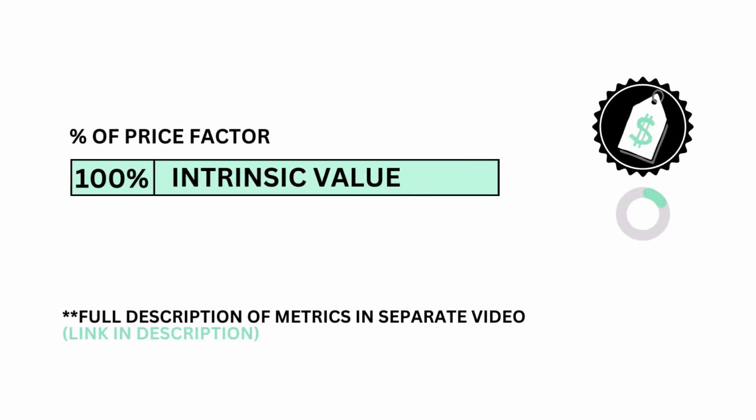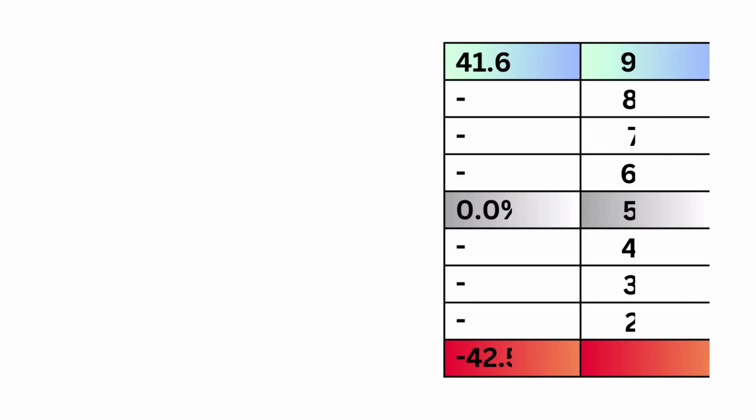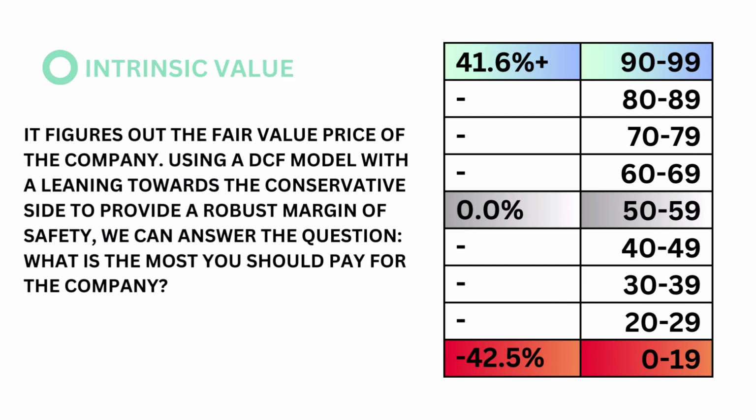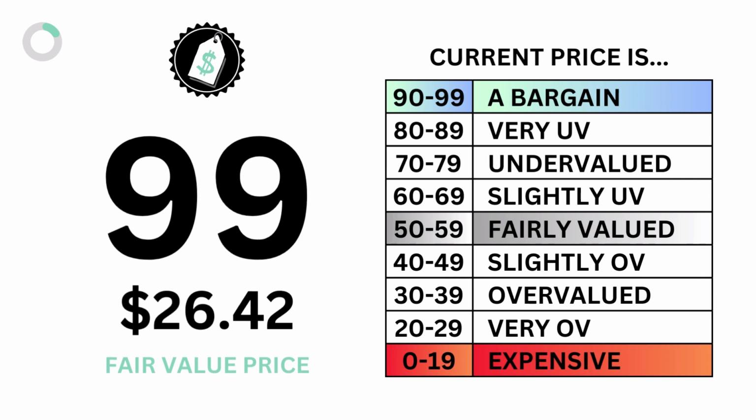The price factor consists of only one metric, the intrinsic value. The intrinsic value figures out the fair value price of the company using a discounted cash flow model with a leaning towards the conservative side to provide a robust margin of safety. We can answer the question, what is the most you should pay for the company? A stock price higher than the fair value price is considered overvalued. A stock lower than that is considered undervalued. The models tell us that an intrinsic value of 0% is considered fairly valued. Here's our intrinsic value and price grade.